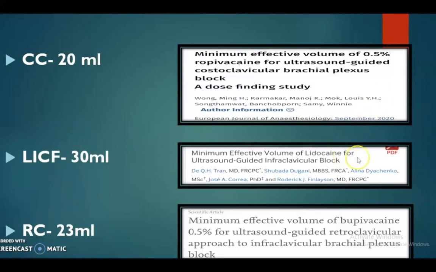Similarly, studies that have established the minimum effective local anesthetic volume for LICF, that is the lateral infraclavicular approach, found it to be between 30 to 32 ml, whereas there was one study that even determined the minimum effective volume for the retroclavicular approach, which has shown that the minimum effective volume in 95% of patients for the retroclavicular approach was around 23.2 ml.